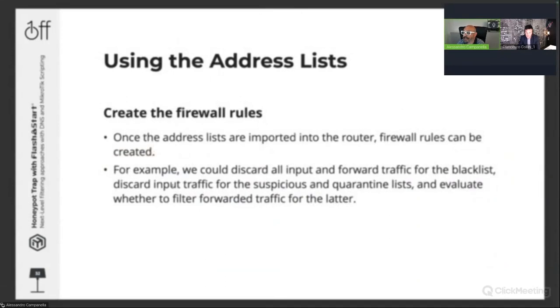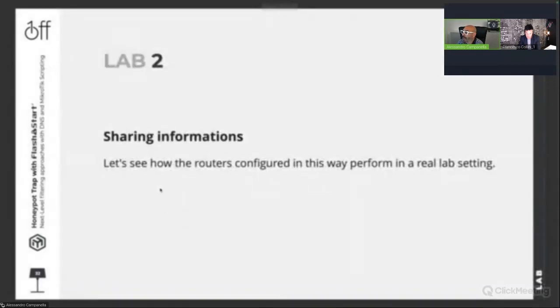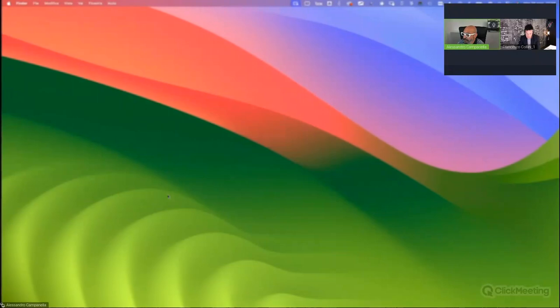Once we create this list inside the routers, we can create the firewall rules as we like. So we can decide to block traffic from blacklist, to discard the input and only input traffic from suspicious, and evaluate what to do with quarantines. We can also block forward for blacklist. Why not? Because it's not necessary to receive traffic inside the network belonging to some blacklist. So, sharing this information.